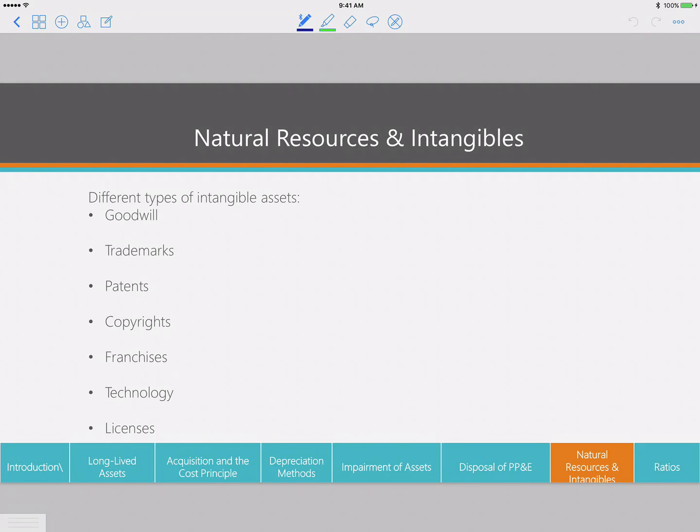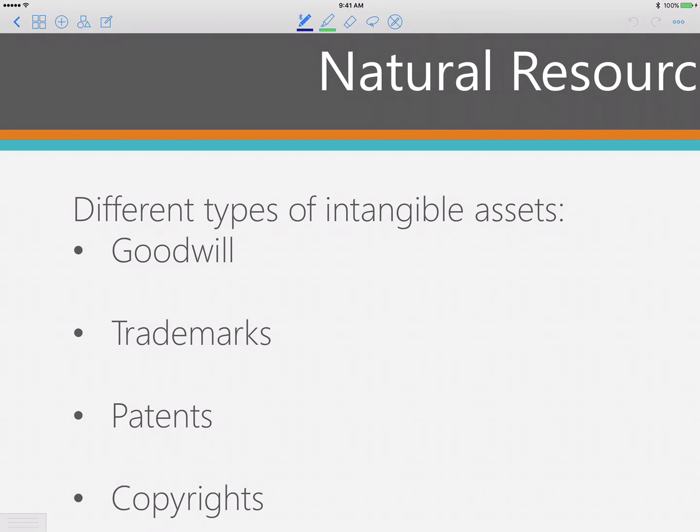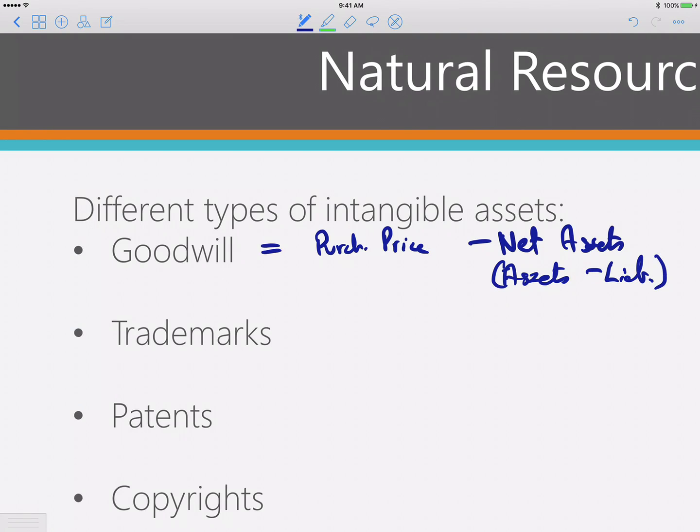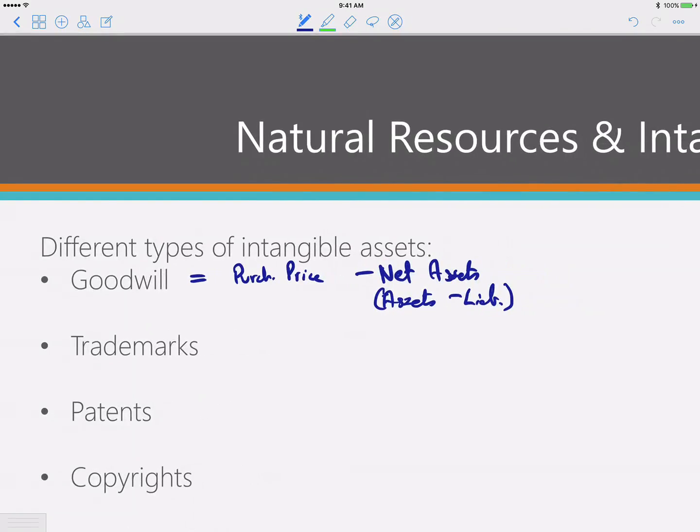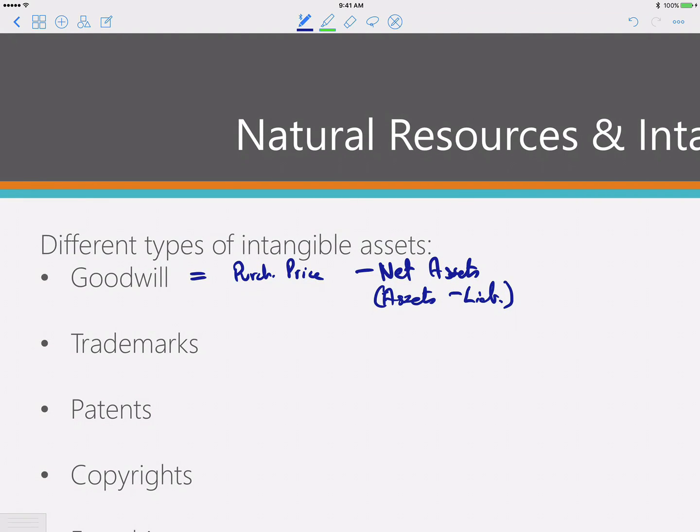So the first intangible that we're going to talk about here is goodwill. If you remember, this is the amount that you pay in excess for a company, more than its net assets are worth. So goodwill is equal to the purchase price of a company minus its net assets. Net assets is the total assets minus the company's liabilities. So the purchase price minus the net assets is goodwill. And you'd pay extra, remember, because of the management expertise, because of their brand, etc.